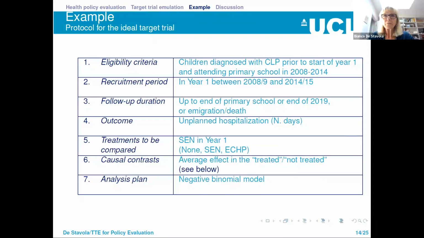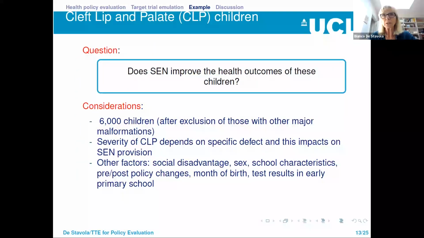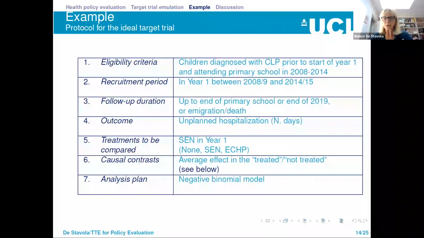So now the last few minutes are dedicated to trying to do this target trial emulation to answer this causal question. So the question is, does SEN improve the health outcome of these children? Now we need to specify what is SEN support, what are the children, what are the health outcomes, and how long we are going to follow them up, without looking at the data.